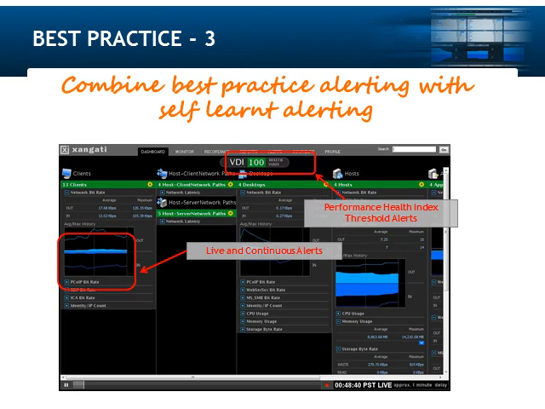But self-learned alerting will help you with respect to your environment, in the sense that your environment and your users may have very specific behavior that can be learned. Combining the 2 is very important. Learning takes time, and while there is learning going on, best practice alerting can be quite useful. This is quite important to keep in mind.